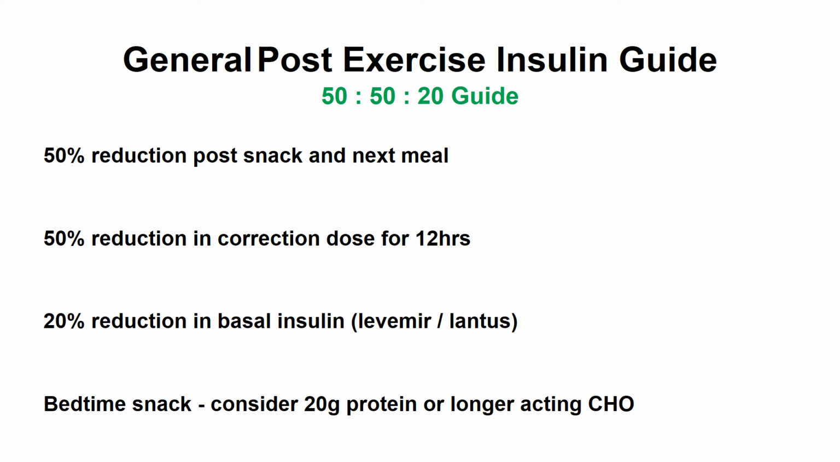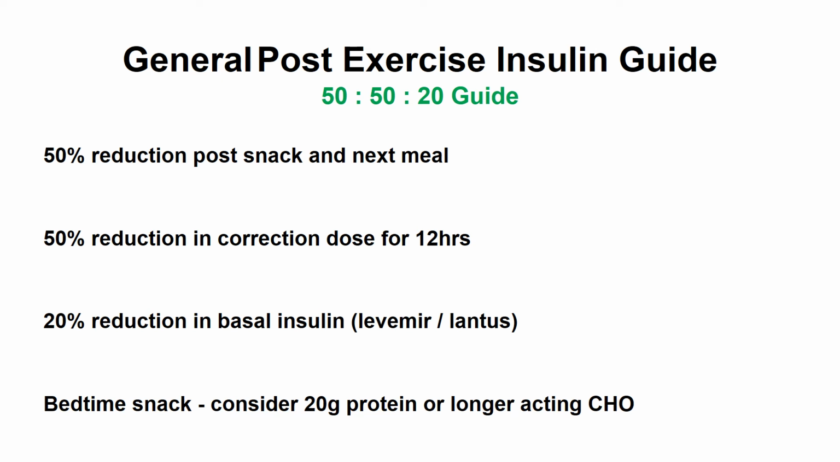The general rule for this is the 50-50-20 guide, where you reduce your insulin by 50% for your post-exercise snack or meal, and reduce any correction to a high blood sugar by 50% for the next 12 hours. And if you've done a significantly intense piece of exercise or a prolonged piece of aerobic exercise, then reducing your overnight basal insulin by 20% again will help avoid hypoglycemia and let the liver become restocked with glucose.